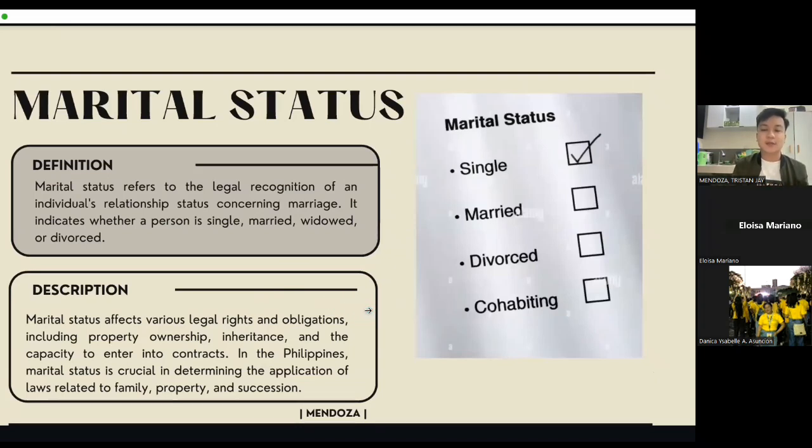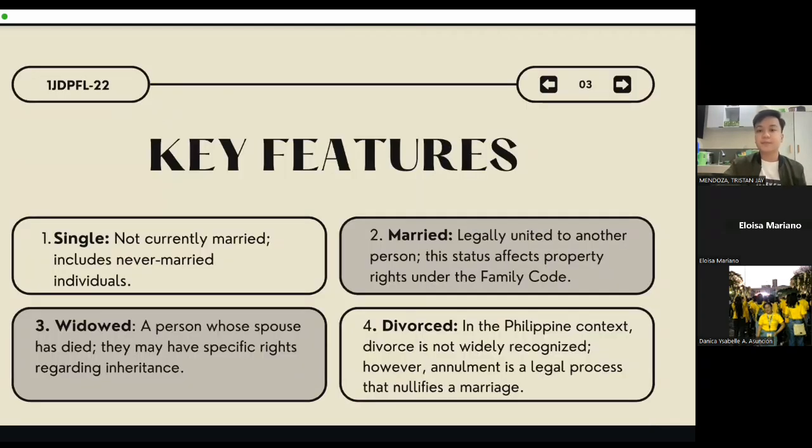So what is marital status? The definition of marital status refers to the legal recognition of an individual's relationship status concerning marriage. It indicates whether a person is single, married, widowed, or divorced. In its description, marital status affects various legal rights and obligations, including property ownership, inheritance, and the capacity to enter into contracts. In the Philippines, marital status is crucial in determining the application of laws related to family, property, and succession.